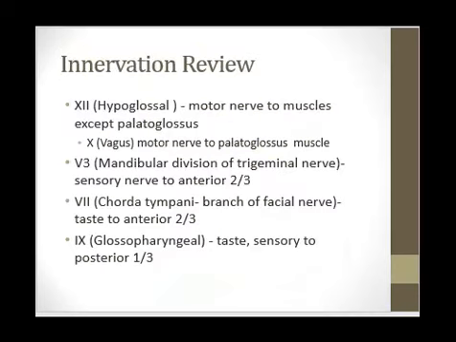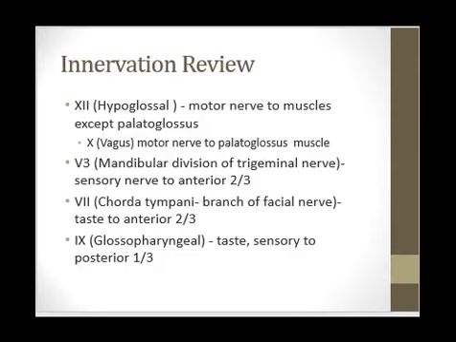So let's do an innervation review. So cranial nerve 12, or our hypoglossal nerve, is a motor nerve to the muscles, except for our palatoglossus. Vagus cranial nerve number 10 is the motor nerve to the palatoglossus muscle. Cranial nerve number 5, noted here by the Roman numeral V. So V3 is the mandibular division of the trigeminal nerve, provides sensory information to the anterior 2/3 of the tongue.